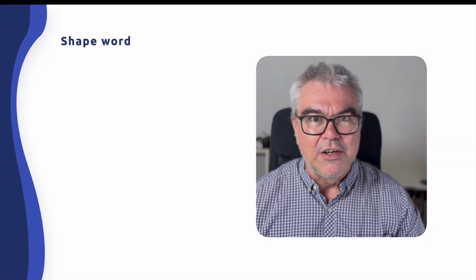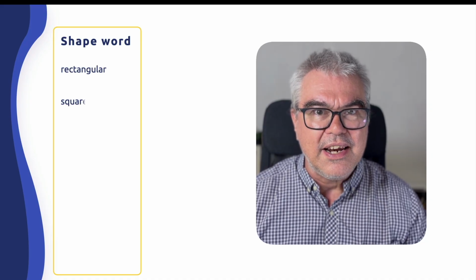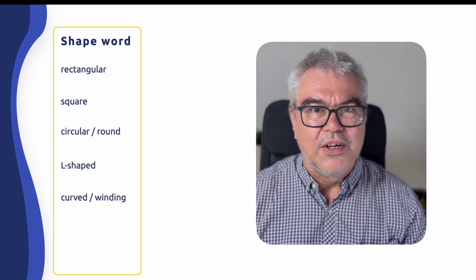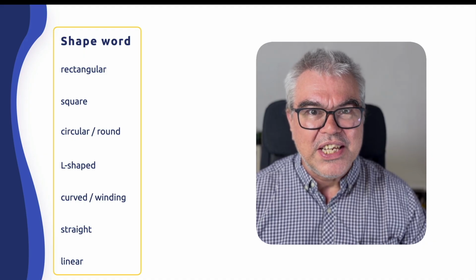Rectangular, square, circular or round, L-shaped, curved or winding, straight and linear. Now, this kind of vocabulary applies to different kinds of shapes. So here's a little table that shows you what vocabulary is associated with what kind of feature. And I've put an example sentence at the end as well.